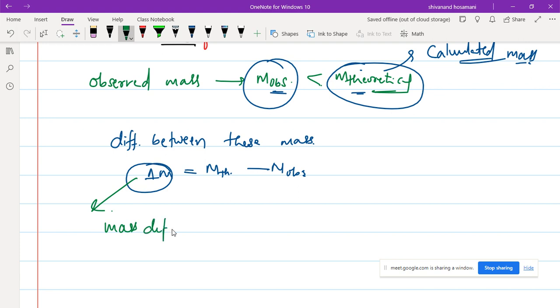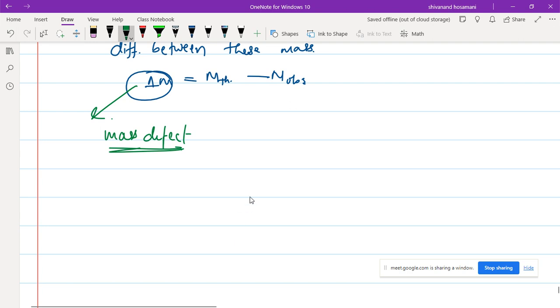Generally, the observed mass will be directly given in the problem, so only the theoretical mass we need to calculate. If you take the difference between these two masses, then you can find the mass defect.